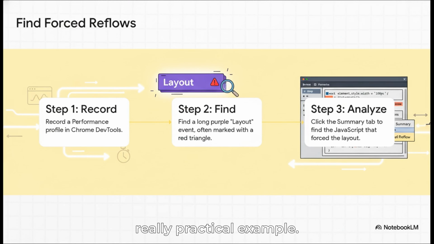So let's take a really practical example. Your page feels sluggish, so you record a performance profile, and you start hunting for a wide purple layout block. If you see one with a little red warning triangle on it, bingo, that's a huge clue. You can click on it, go to the Summary tab, and it will often show you the exact line of JavaScript that forced the browser to recalculate the entire page layout. A classic performance killer we call a forced reflow.